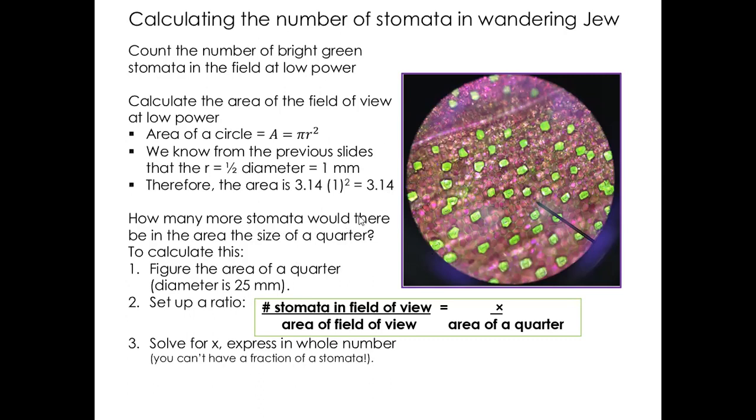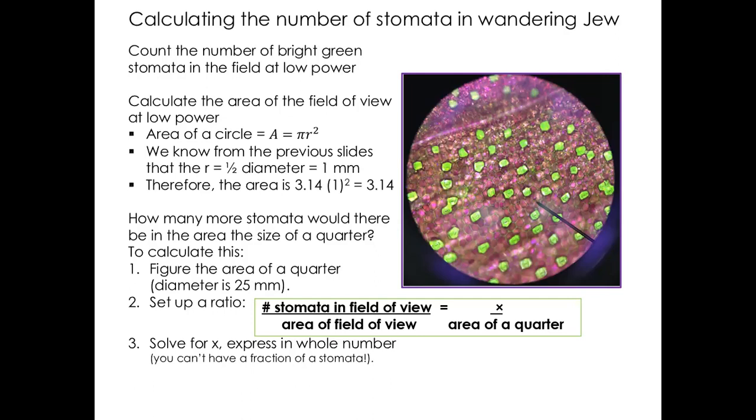Okay. First, you have to figure out the area of the quarter. So the diameter of the quarter is 25 millimeters. So how do we figure out area? Area is pi r squared. So the radius for a quarter would be 12.5 millimeters, right? So we got pi, which is 3.14, times 12.5 squared. All right. That gets you a number of 4,906 millimeters squared for the area of a quarter.